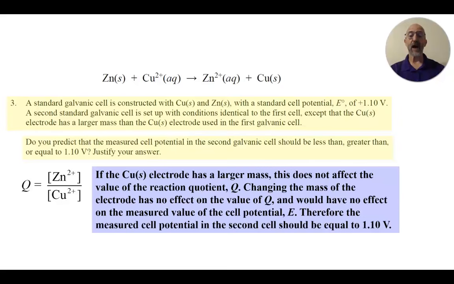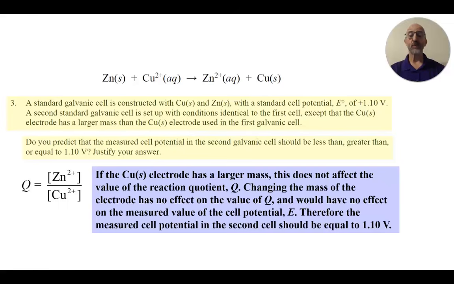If the solid copper electrode has a larger mass, this does not affect the value of the reaction quotient Q. Changing the mass of the electrode has no effect on the value of Q and would have no effect on the measured value of the cell potential. So therefore, is it going to be less than? No. Is it going to be greater than? No, it's actually going to be equal to. So the measured cell potential in the second cell should be equal to 1.10 volts.